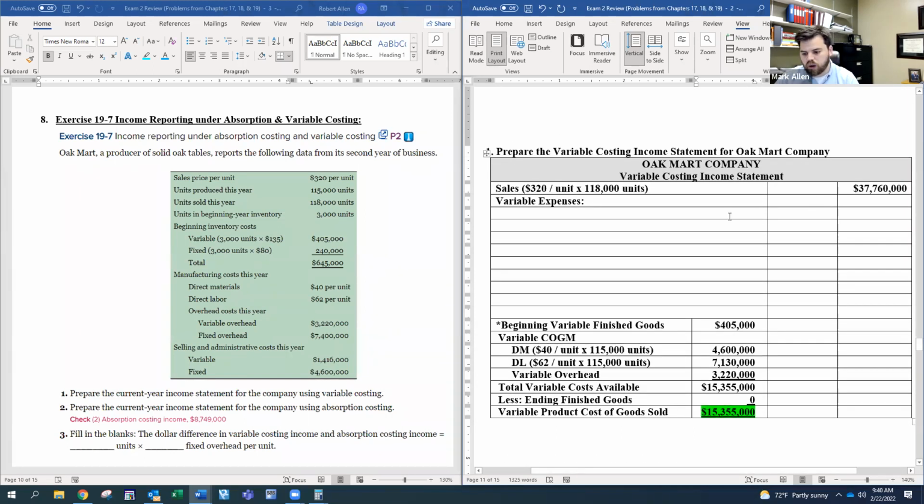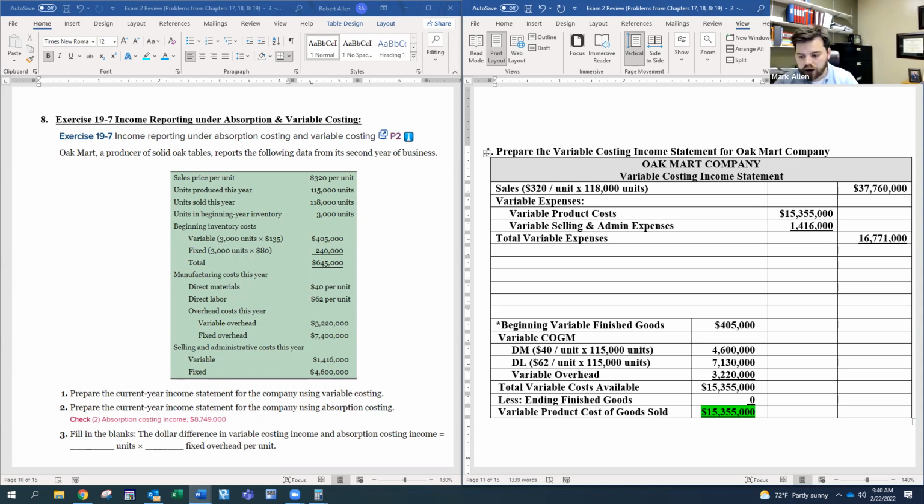$15,355,000. And at this point, we're going to go ahead and come down for our next line up top. This will be our variable product costs, and it will be that $15,355,000. Now, we're still under variable costing, so we'll still need our variable selling and admin expenses. And if we look over, that is $1,416,000. That gives us a total here of $16,771,000. That'll be our total variable expenses.